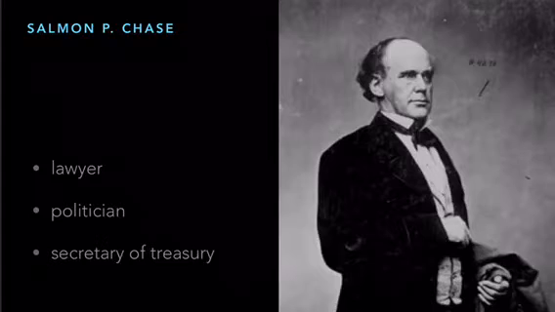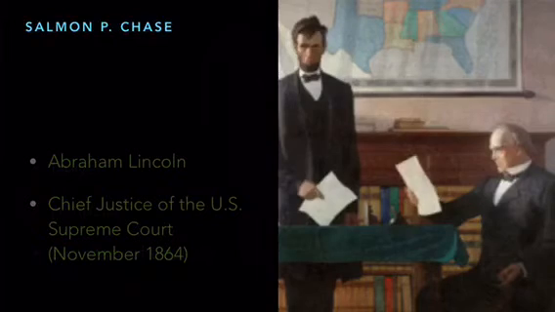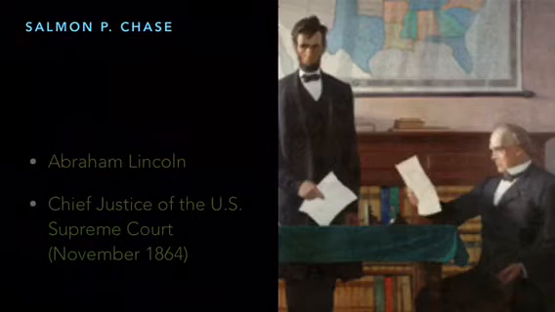During his professional career, he was a lawyer, politician, and a judge. Salmon P. Chase spent his early career as a lawyer. He was a senator from Ohio from 1849 to 1855 and became Abraham Lincoln's Secretary of the Treasury. After Chief Justice Roger Taney died, Abraham Lincoln appointed Chase to serve as the Chief Justice of the U.S. Supreme Court in November 1864.